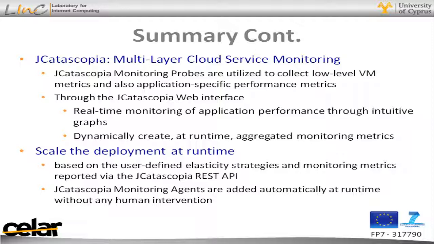Users can also create at runtime aggregated monitoring metrics, which are also presented graphically through the JCatascopia web interface. Finally, the deployment scales at runtime by adding and removing virtual machines, based on the elasticity strategies specified by the user in c-Eclipse, and the monitoring metrics reported by JCatascopia. JCatascopia monitoring agents are added and removed automatically to satisfy the new deployment resulting from the scaling actions.